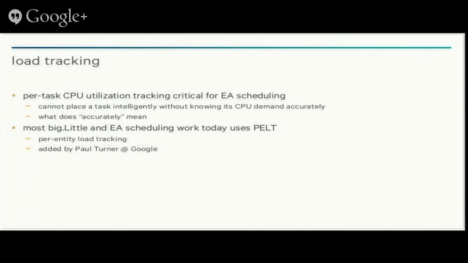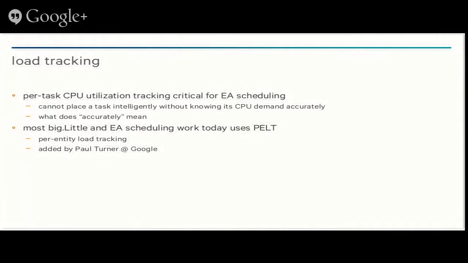What I think is less clear right now is what accurately even really means. So per-task load tracking. What's in the kernel today is a function that takes the history of a task and gives you a number. Per-entity load tracking, the algorithm that's in there, well, I'm poaching my own next slide, so I won't do that. Take a step back.